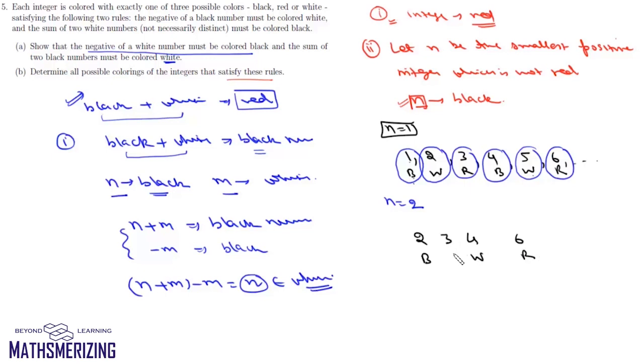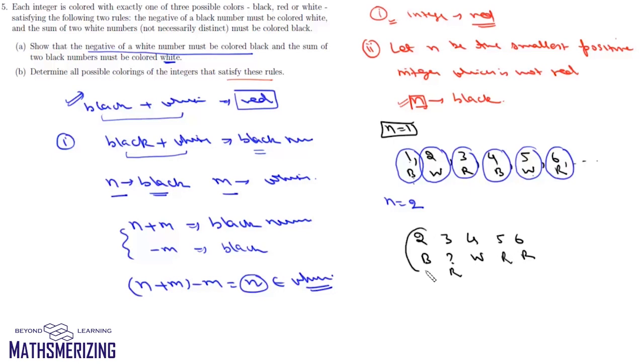Now what about the color of 3? Now if 3 is black, then black plus black will be white. So in that case 6 has to be white. And if 3 is white, then 6 has to be black. But 6 is red. So it simply means this 3 has to be red. In the same way, we can say this 5 should also be colored red.